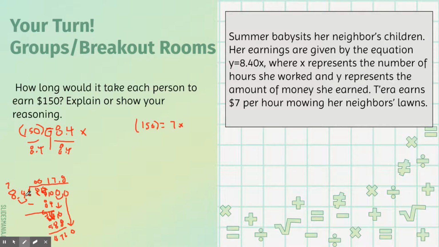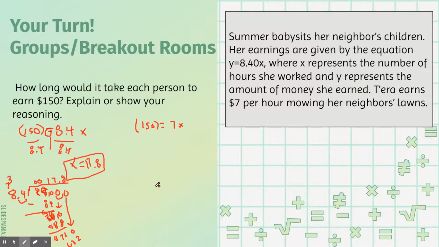8 times 4 is 32. Carry the 3. 8 times 8 is 64. Plus 3 is going to give me 67. I'm going to leave it at 17.8. So that's 17.8 hours that Summer's going to have to work to get $150.